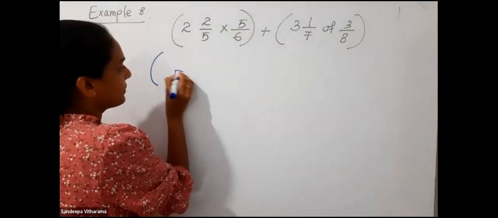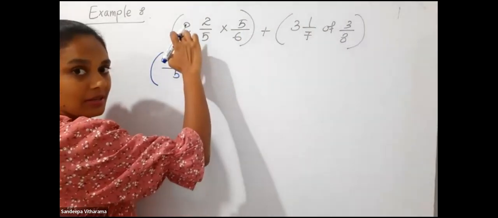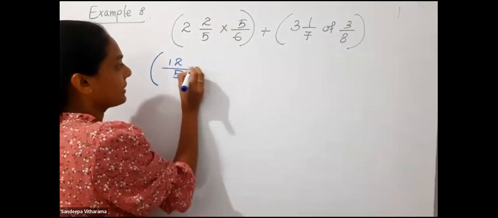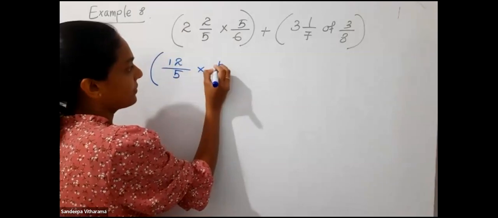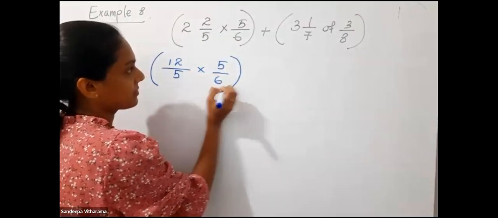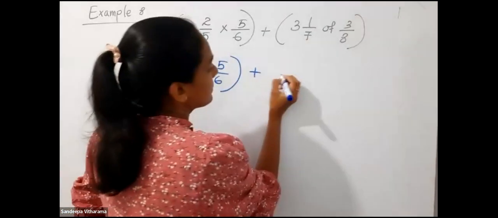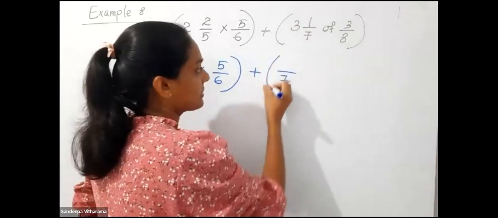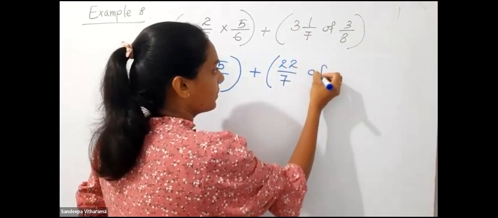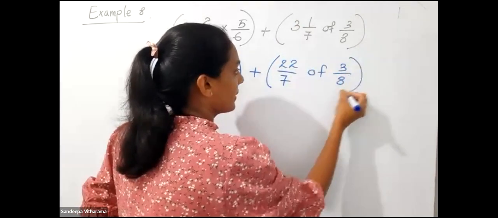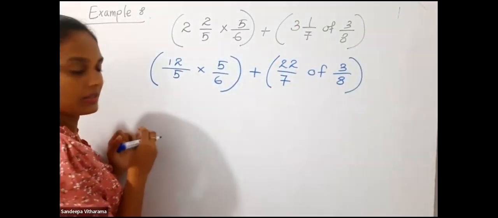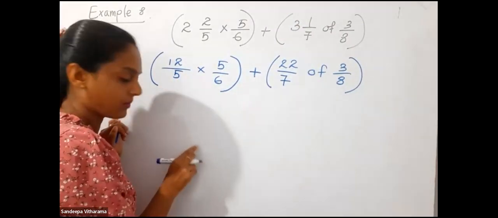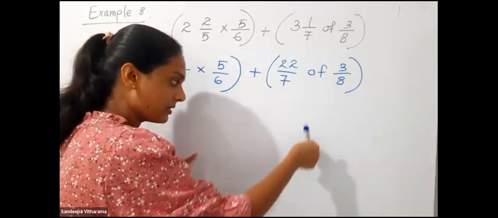Look here, 5. 5 into 2 is 10, sorry, 10 plus 2 is 12. You know, you can do it. 5 upon 6. And here the denominator is 7. 7 into 3 is 21 plus 1 is 22. Of 3 upon 8. Okay. So then after that, we have to simplify this into one fraction and this into one fraction.